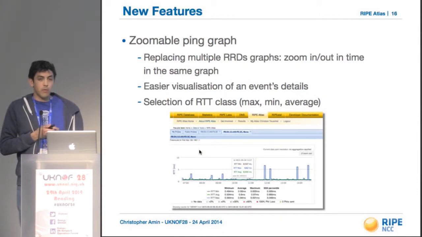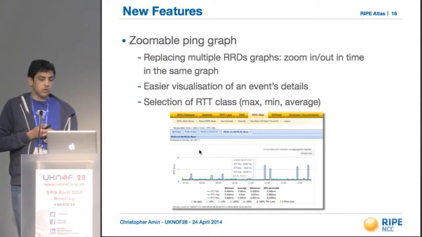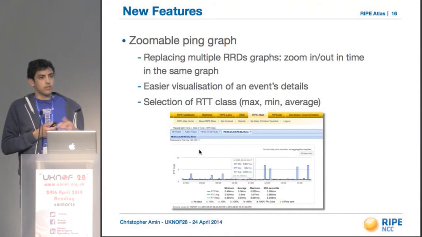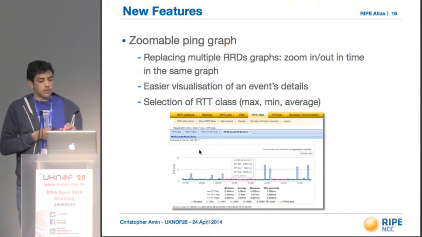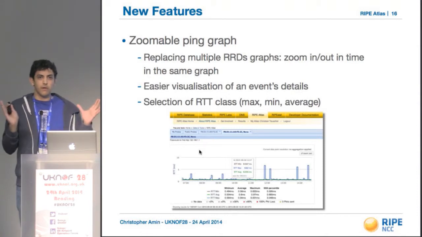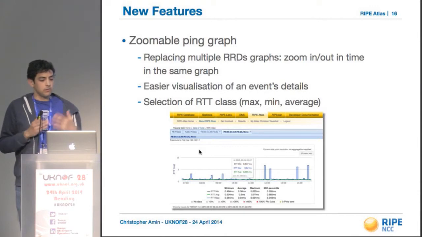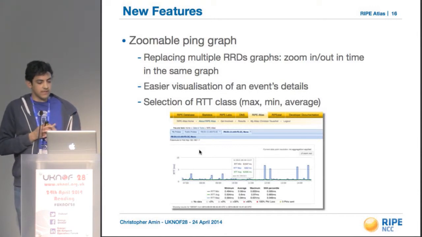There's a zoomable ping graph on the Atlas page, so once you have a probe and measurements, you can see the pings and you can zoom through history. We used to have a page full of RRDs, and now it's all fancy and JavaScript-y.